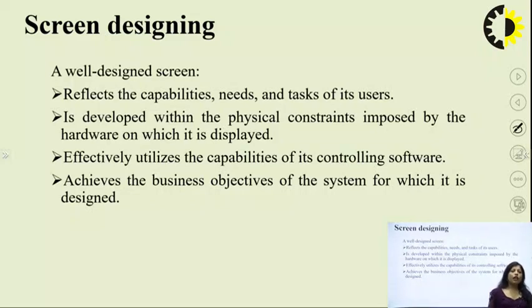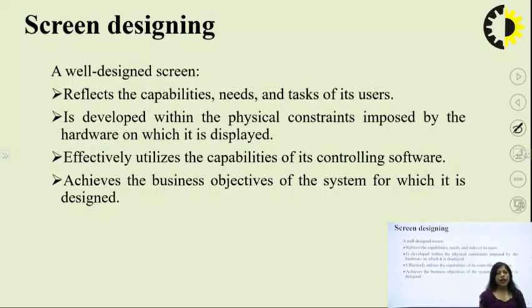Next, a well designed screen effectively utilizes the capabilities of its controlling software. While making a screen, there are some controlling software elements, like a button, which comes under the operable controls, and there are some toolbars, which also come under the operable controls. So they also effectively utilize the capabilities of the controlling software.